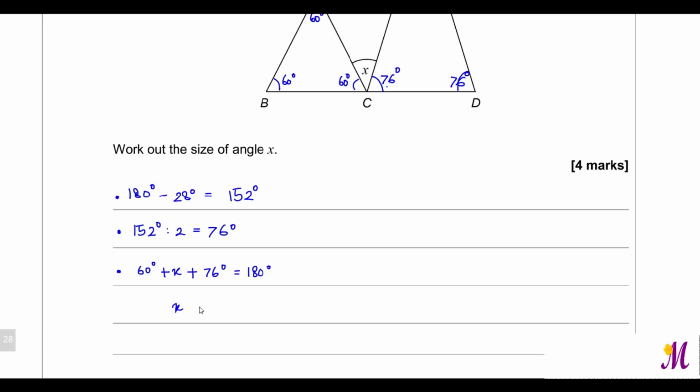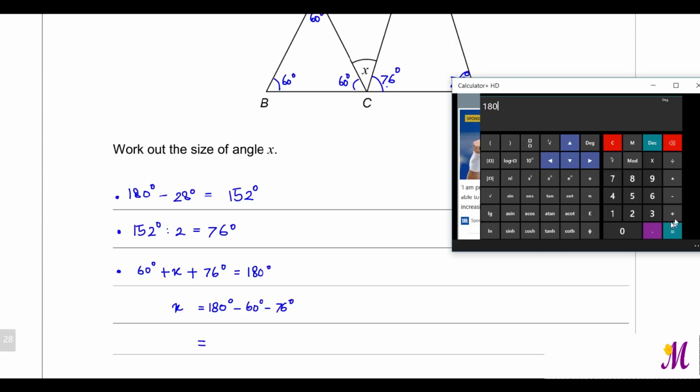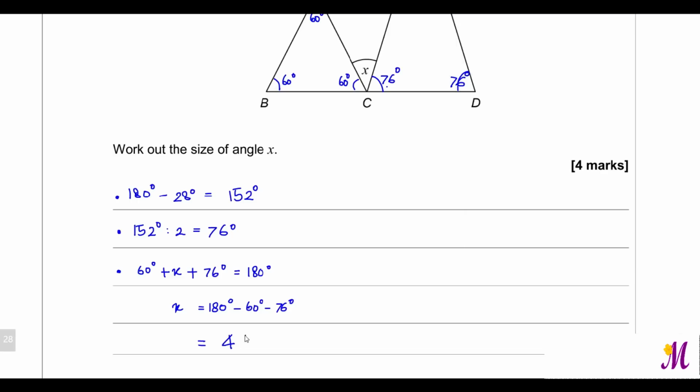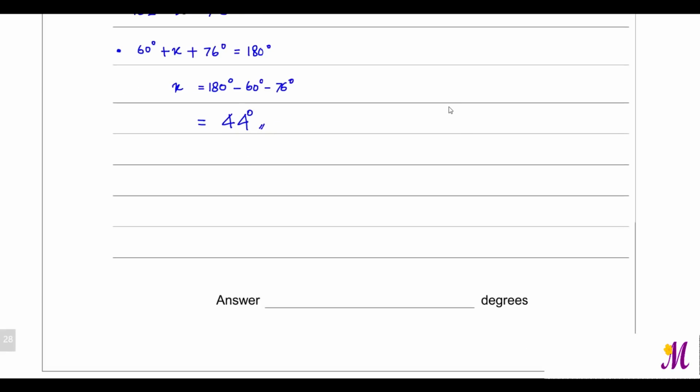x is now equal to 180, take away 60, and then take away 76. Let's use our calculator. 180 take away 60 and then take away 76. So we got 44. So x is 44 degrees. This is our answer. Let's write it down here in the answer column. 44, it says degrees. So that's it.